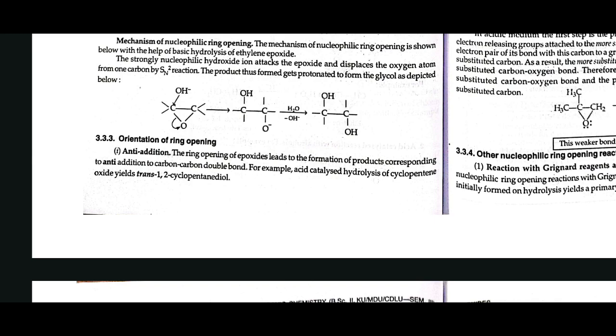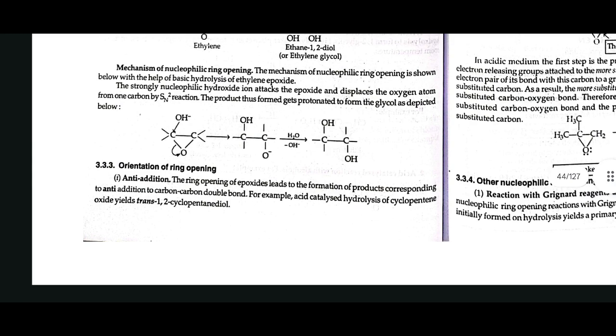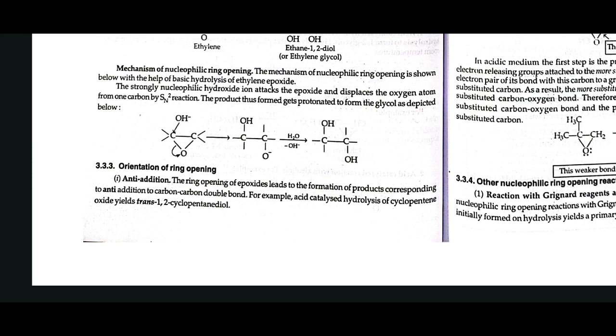Orientation of ring opening. First, anti-addition. The ring opening of epoxide leads to the formation of products corresponding to anti-addition to the carbon-carbon double bond. For example, acid-catalyzed hydrolysis of cyclopentene oxide yields trans-1,2-cyclopentanediol.